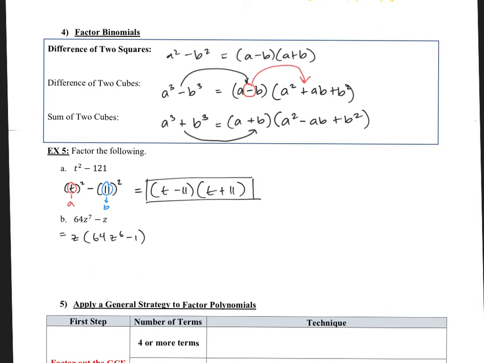So let's go ahead and I'm going to factor it out on the side first. So 64z to the 6th minus 1. That's 8z cubed squared minus 1 squared, which I can factor to 8z cubed minus 1, 8z cubed plus 1, the conjugate pair.